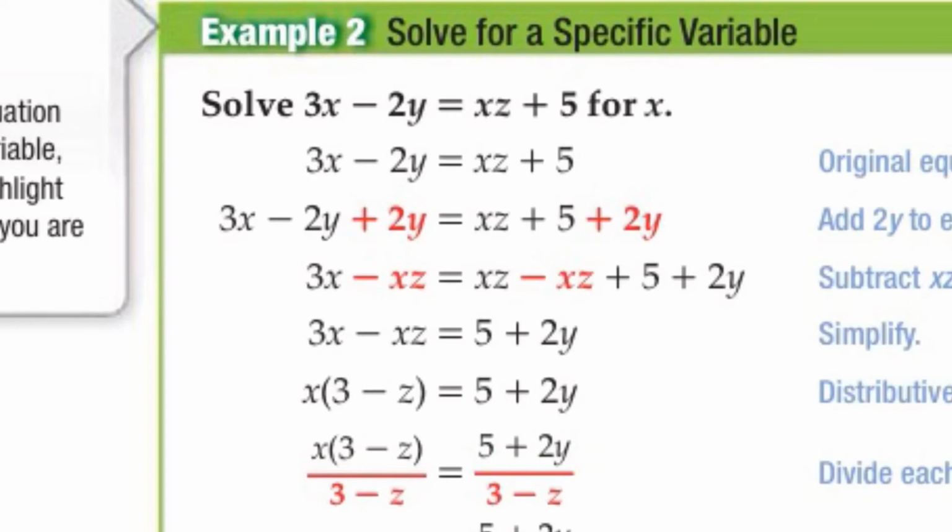So let's get rid of the y. The opposite of minus 2y is plus 2y. So that's what they're doing. That cancels. So they add 2y on the other side. Okay?